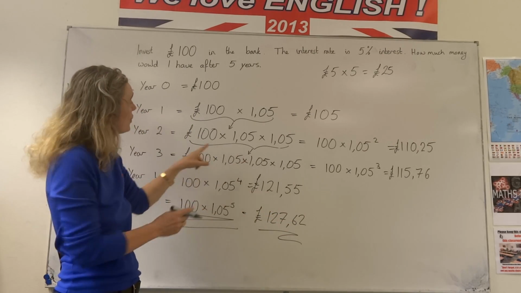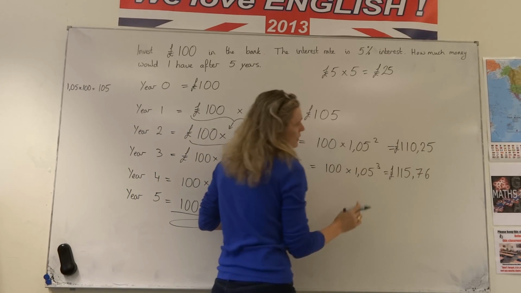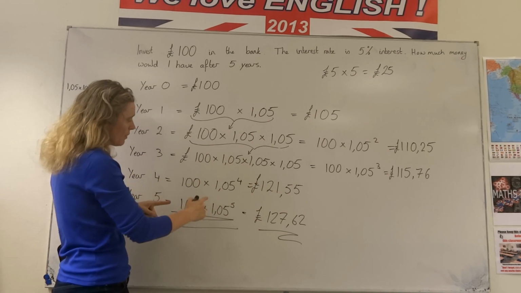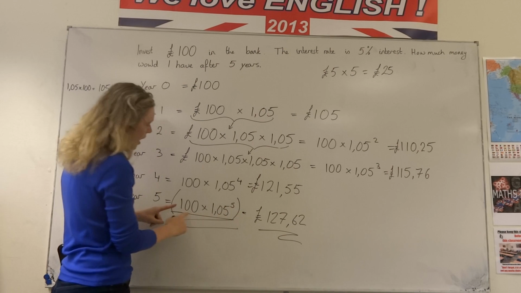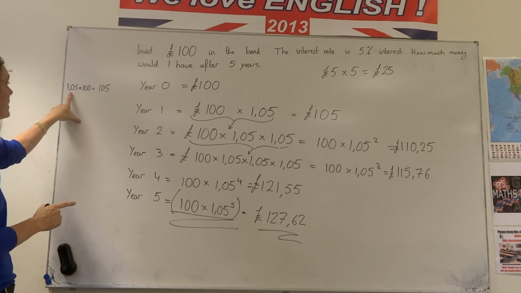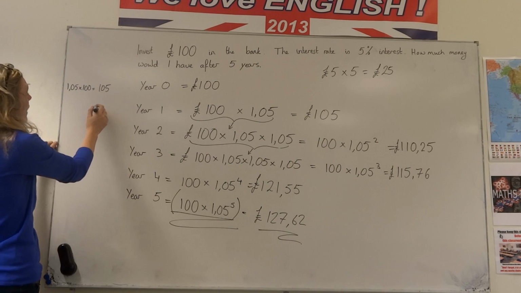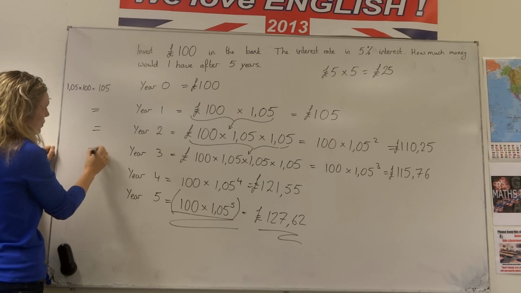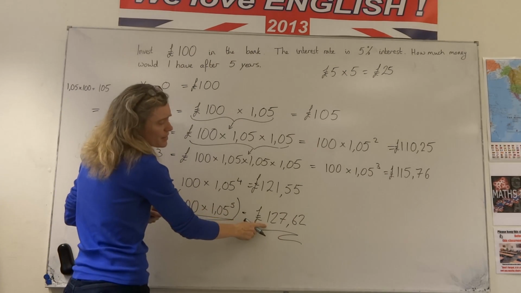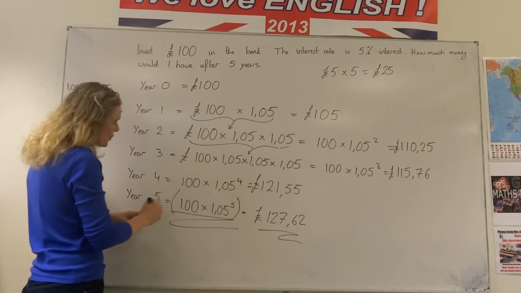And if you're going to calculate it like this every time, first £110.25, then £115.76, and so on, it's going to take you a long time. But if you use this formula, 100 times 1.05 to the power of 5, use your calculator by setting it in: 1.05 times 100 equals 105, and then equals for year 1, equals for year 2, equals for year 3, equals for year 5. You get your answer directly as £127.62.